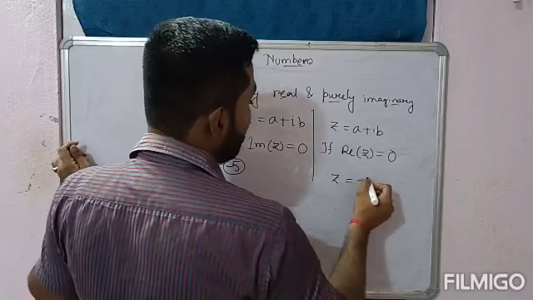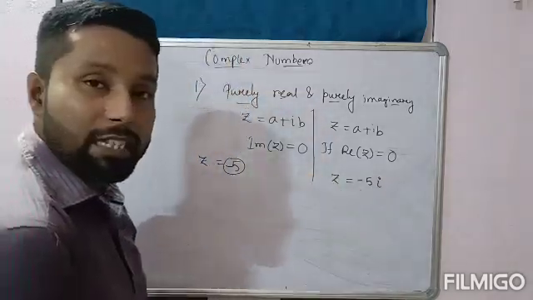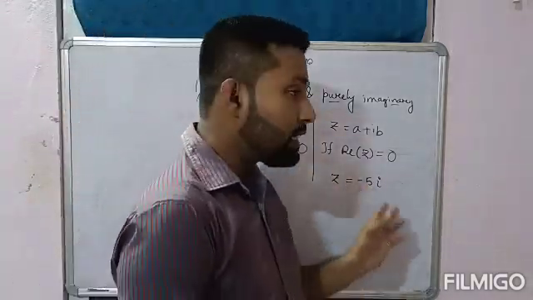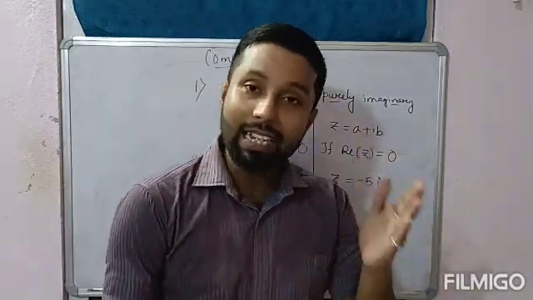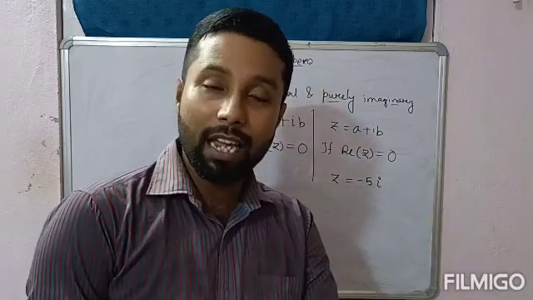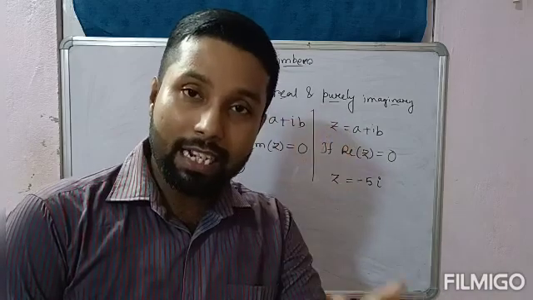Say z is equal to -5i. This is a purely imaginary number because there is no term which is free from i. जो टर्म में i नहीं होता है उसी को रियल बोला जाता है, लेकिन जो टर्म के साथ i होता है उसी को इमेजिनरी टर्म बोला जाता है.